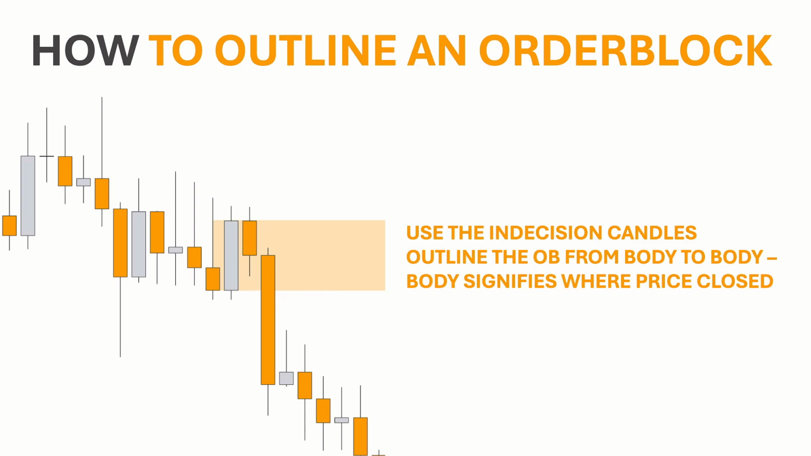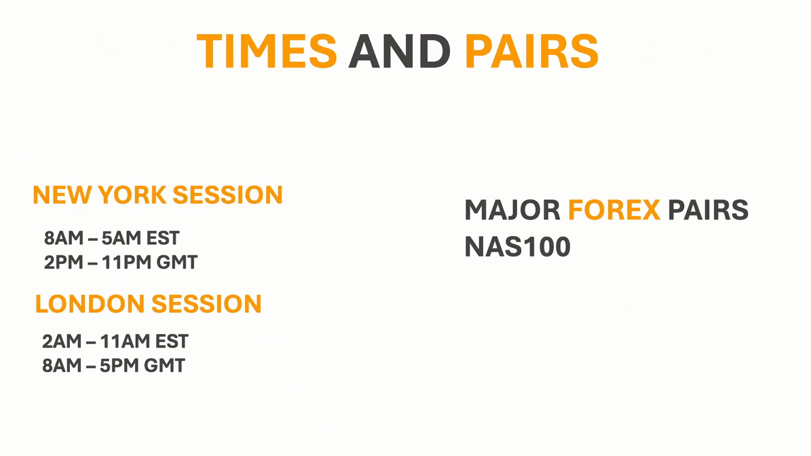Now, there are many ways to refine an order block, so I will be going through this later in the video on TradingView, so make sure you stay tuned. As for times and pairs, the order block does form on a lot of different times and on a lot of different pairs. However, I recommend you guys trade on the New York session and London session. I even put the times here for you guys. I got London time below for you guys in the UK. And as for pairs, I recommend you stick to the major forex pairs, and as for indices, you can stick to the Nasdaq, as these pairs really respect order blocks nicely.